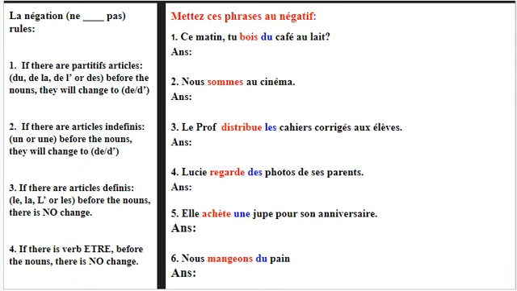And the last rule, rule number four, is if there is the verb être, that is the verb être we are going to negate, then there is no change. Okay, from these activities, let us do it and be able to find it clear. The instruction says, mettez ces phrases au négatif. Okay, mettez ces phrases au négatif. It means change the sentences to negation.